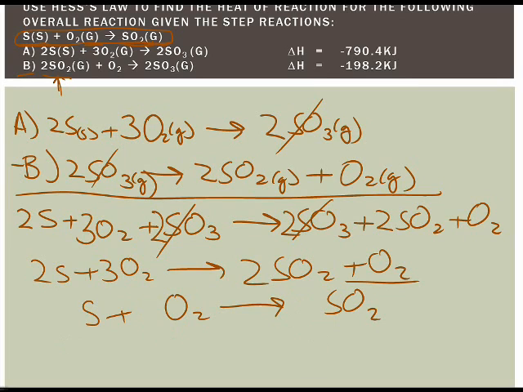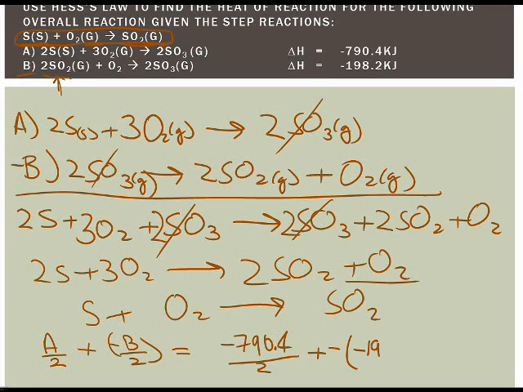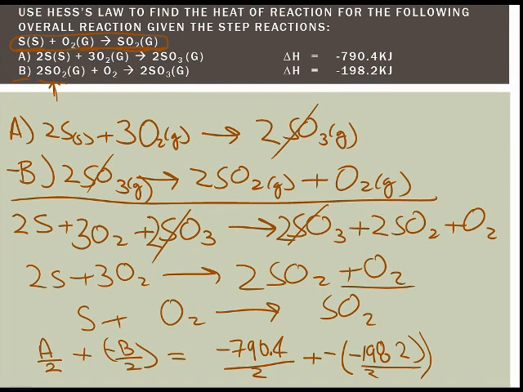But we are not done, because we have to show exactly what we did. We divided equation A by 2, and we added it to equation B, which we also divided by 2, and that will give us our answer of what we want. So let's look at this. A is negative 790.4 divided by 2 plus a negative 198. So then we add that up, and then we get a negative 296.1 kilojoules. So we have to show what we did, the fact that we divided both A and B by 2.